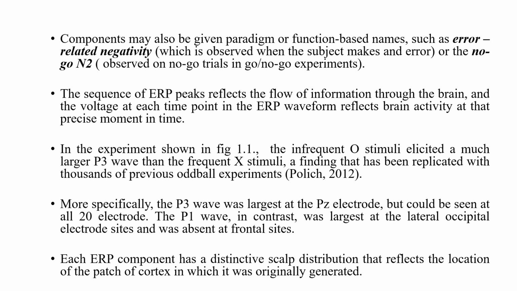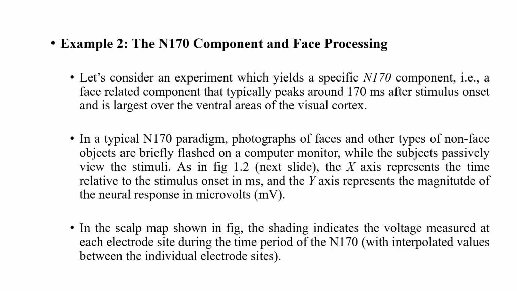Now, here you can see that each ERP component has a distinctive scalp distribution that reflects the location of the patch of cortex in which it was originally generated. So, each ERP component basically has a proper distribution that tells us the location on the scalp where it is actually coming from, where it originated from.